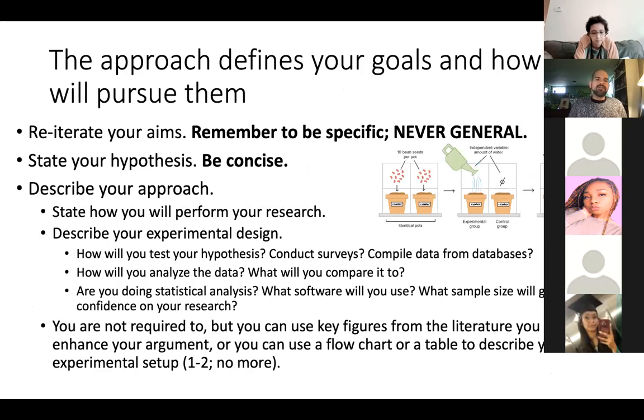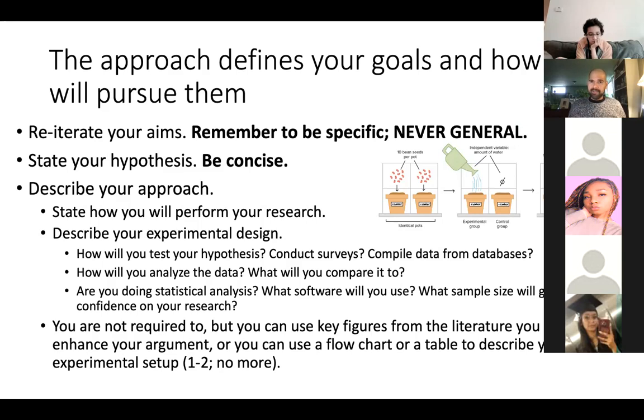All right. So the next section will be the approach. And that's the part where you describe your goals and how you will pursue them. So the first thing that you do when you write this section is to reiterate your aims. Then you state your hypothesis and you start describing your approach. So by that, you're going to start saying how you're going to conduct the research, and you're going to provide the experimental design.